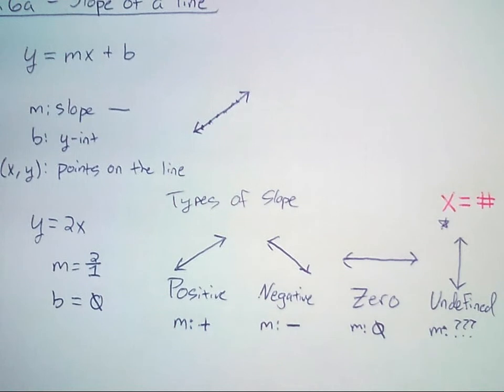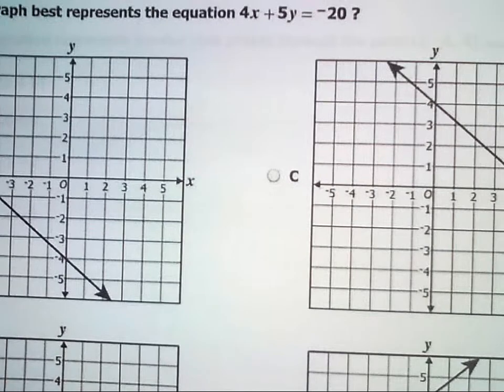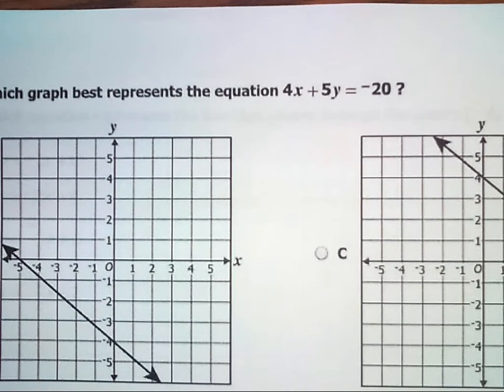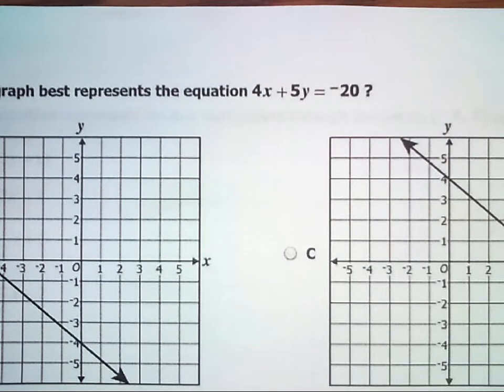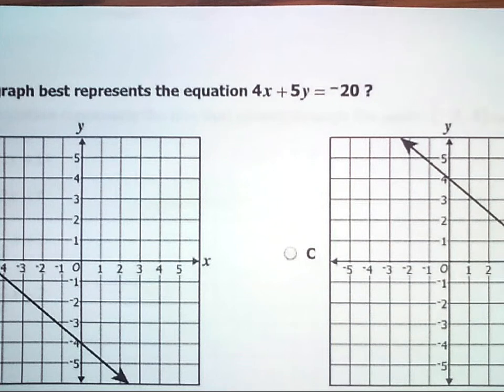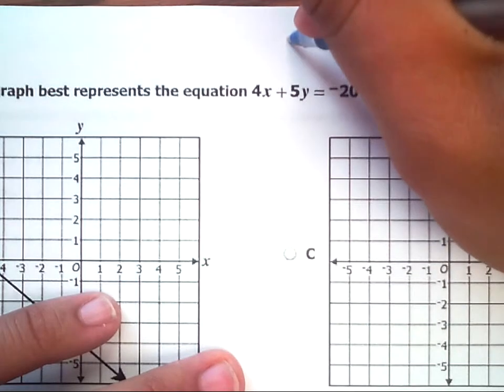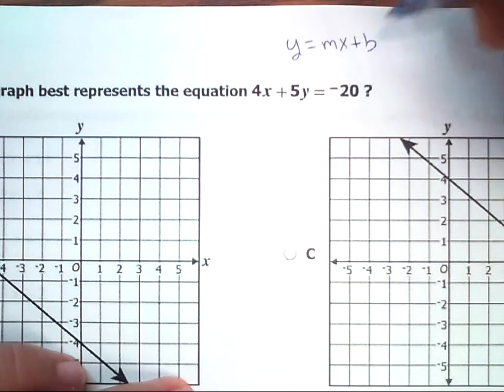All right, let's take a look at a graph. So here we go. Which graph best represents the equation 4x plus 5y equals negative 20? All right, an amateur mistake that a lot of people like to make is they say, here's the slope. No, no, no. This can't be the slope because this is not solved for y. It's not in y equals mx plus b form.